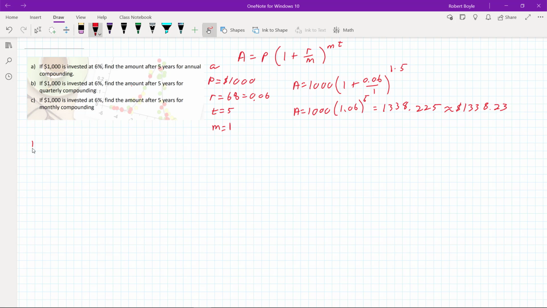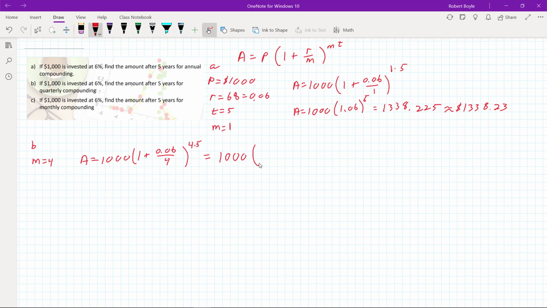Now for B, the only difference is instead of M being equal to 1, M is equal to 4. So here we're going to have that A is equal to 1,000 times 1 plus 0.06 divided by 4 raised to the M, which is 4, times T, which is 5 power. Simplifying this, we will have 1,000.